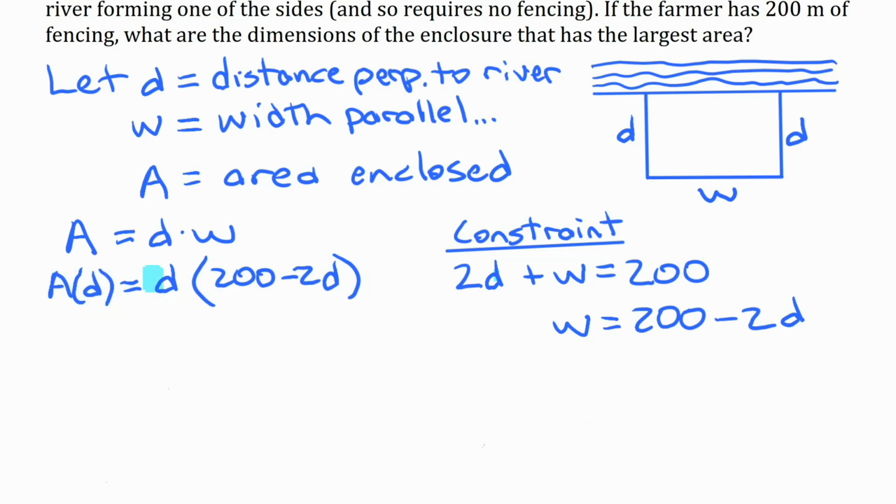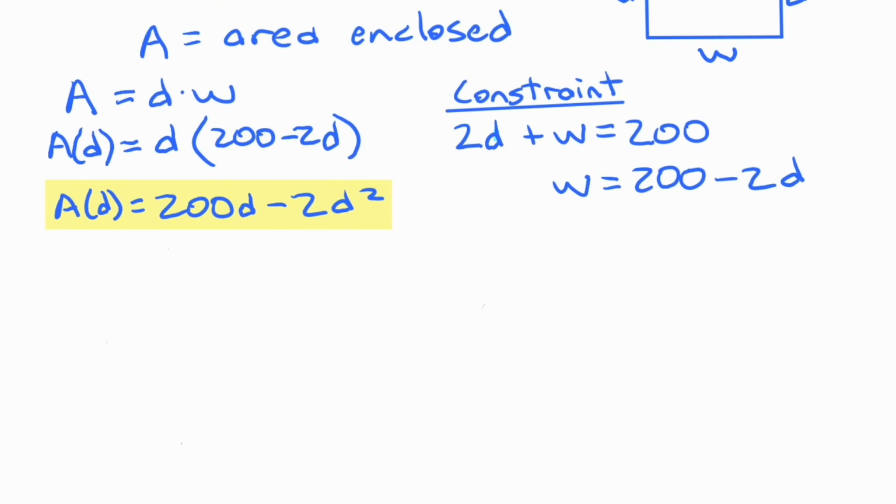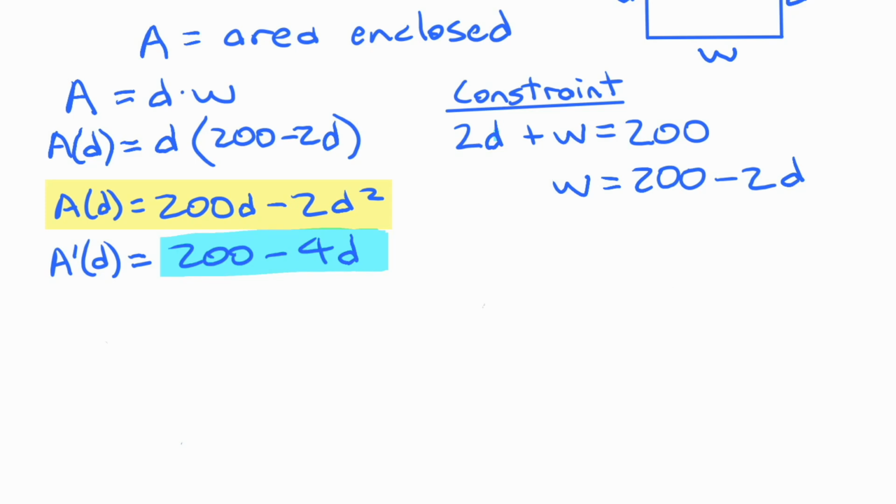And so we can again expand that. We can say A of d is 200d minus 2d squared. And then we're going to go about finding the maximum that we are asked to find. We're going to do that by using the derivative. So we have to find the derivative first and then look for critical points. So A prime of d is going to be equal to 200 minus 4d. And then to find critical points, we should recognize this is never undefined, so we're only worried about where the derivative is 0. So we're going to put a 0 there and then solve that equation.